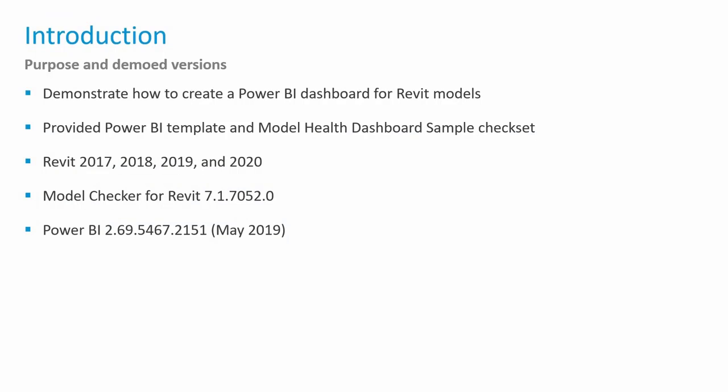As a quick introduction, as I mentioned, we're going to demonstrate how we're going to create a dashboard for our Revit models. We're providing you both the Model Checker check set that's going to collect the information, as well as a Power BI template, and we'll have links to those later on in the presentation. This discusses functionality inside of Revit 2017, 2018, 2019, and 2020 at this point. For the purposes of this demonstration, we're using the specific versions of Model Checker and Power BI documented there. We don't anticipate any issues as the versions change or evolve, but certainly we wanted to document this in here and have this in here for reference if you're using this video later on.